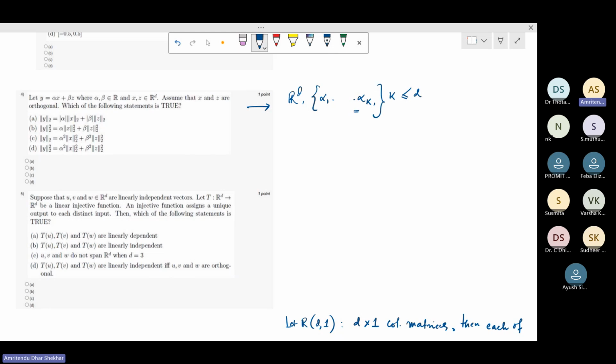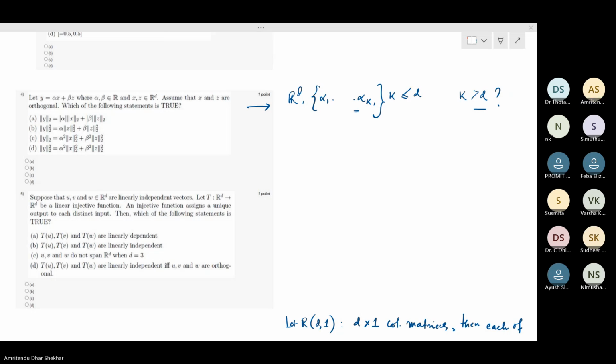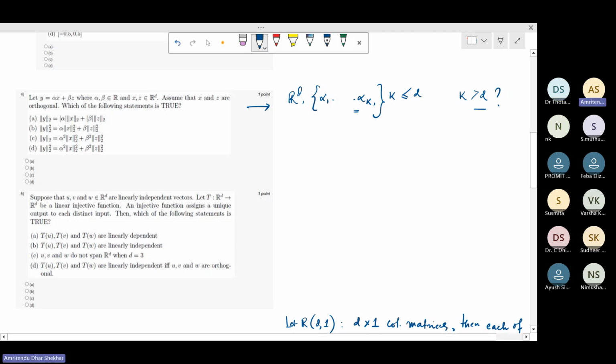A quick question: why should k be less than or equal to d? Is it possible that k is greater than d? So if alpha 1 to alpha k is a collection of orthogonal vectors, is it possible that k is bigger than d, where d is the dimension of the space? No, sir. Actually, the cardinality of a linearly independent set should not exceed the dimension of the vector space. Okay. And so is alpha 1 to alpha k a linearly independent set?